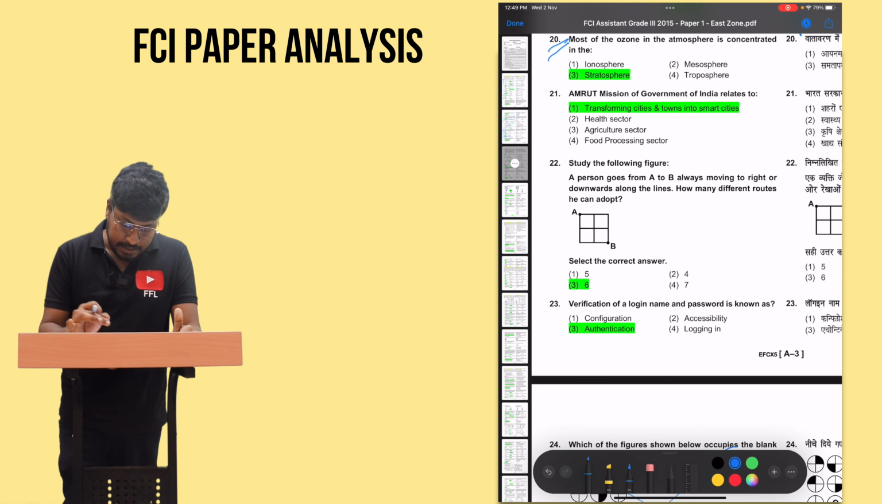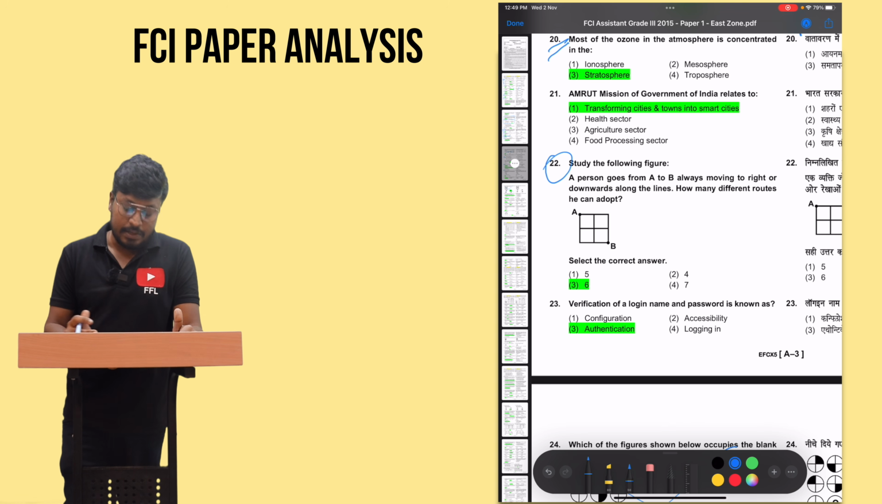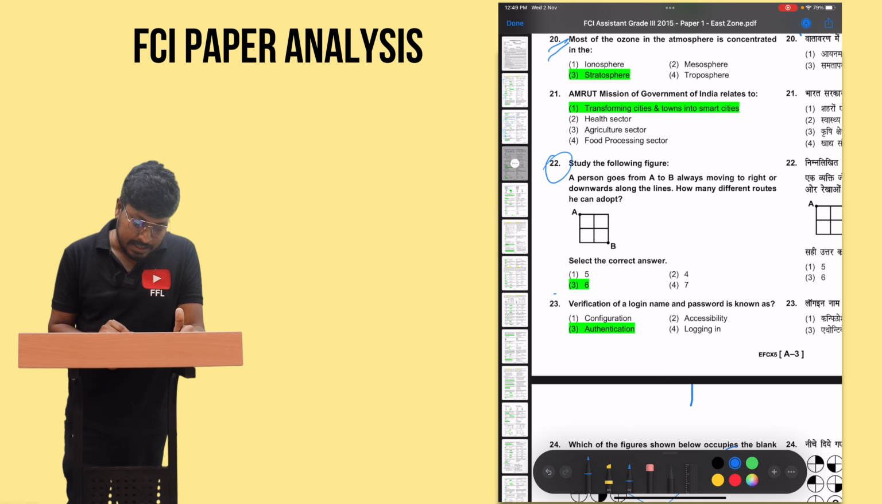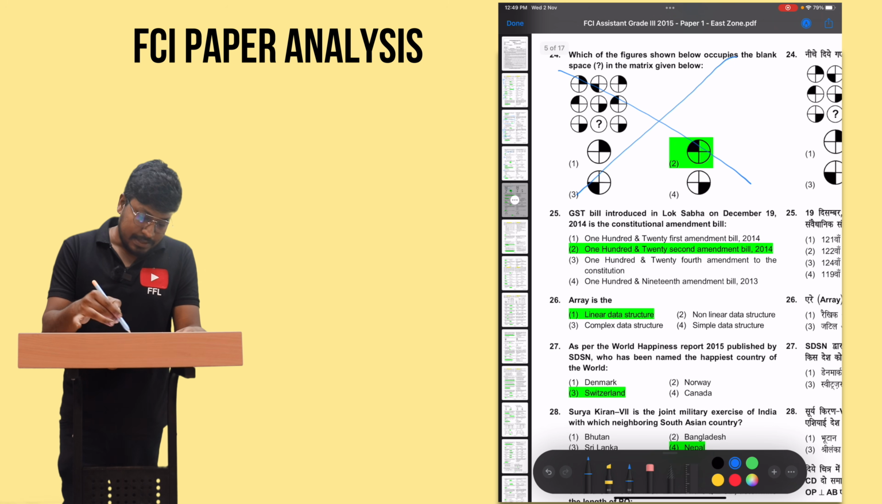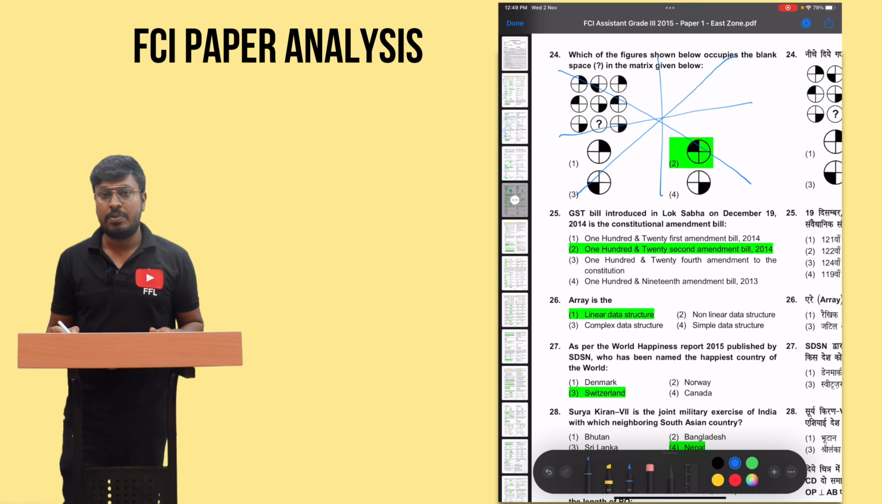Here you can see how many different routes can be adopted. It comes under reasoning, a logical reasoning question. Verification of the logic name is known as, it's a general science question. Again, it's OMR, because in the OMR based sheet these types of questions will be asked. But in the computer based exam, you don't need to study all these.